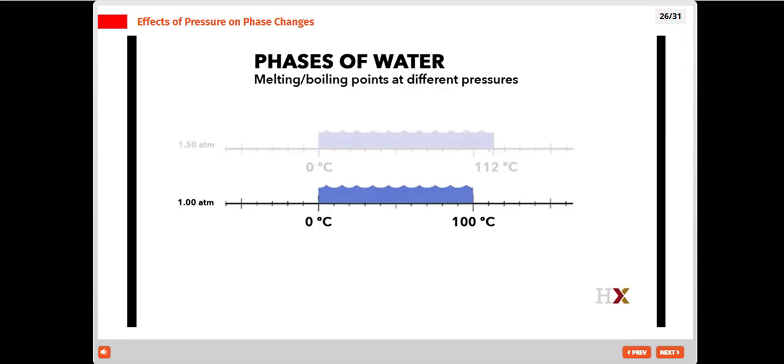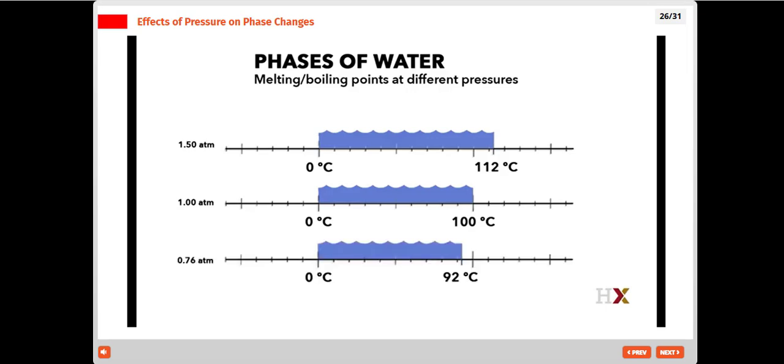If we increase the pressure to about 1.5 atmospheres, then it turns out that the solid-liquid transition still occurs at around 0 degrees Celsius. It doesn't change very much, but the liquid-gas transition occurs at a higher temperature, at about 112 degrees Celsius. Whereas if we lower the pressure, say to about 3/4 of an atmosphere, then again the liquid-solid temperature stays about the same, but the liquid-gas transition temperature decreases to about 92 degrees Celsius.